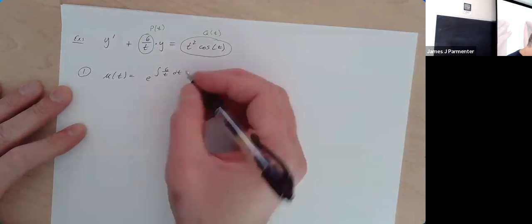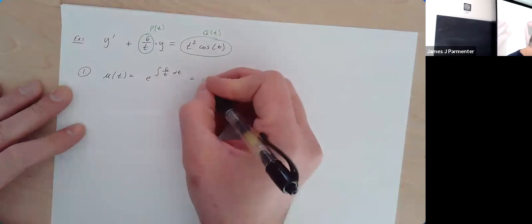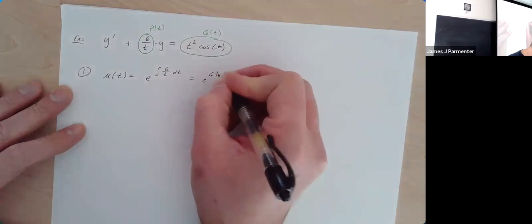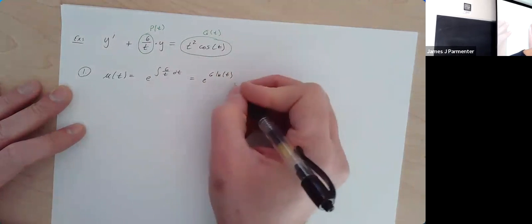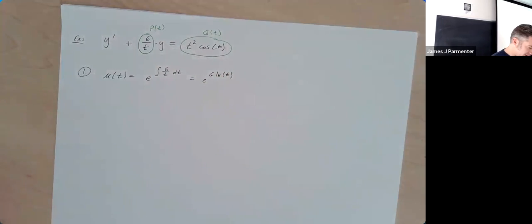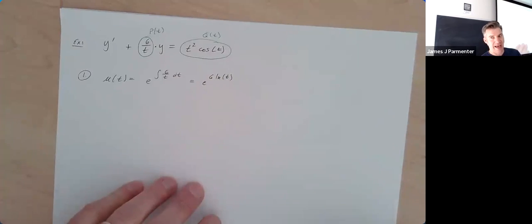Let's see. This one's not too bad. E to the integral of 6 over t is just e to the 6 natural log of t. And then, oh wow, I made this, oh my gosh. I'm going to change that 6 to a smaller number because that's going to get real terrible. I'm going to rewrite this one because I just made myself a 9-step integration by parts problem. Let's try making this slightly less awful.